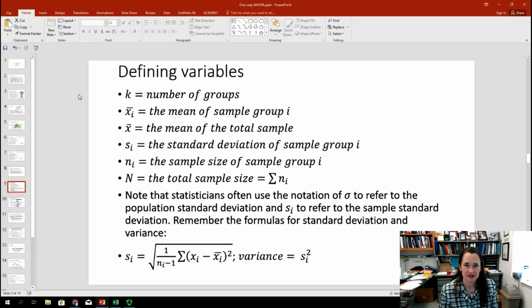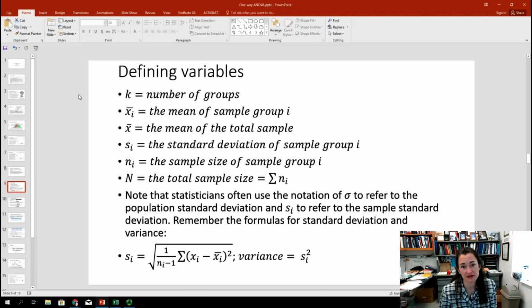Before we get into the rigors of calculating the F statistic, let's define all of the variables that we're going to be using in this equation. We're going to be calling the number of groups that we have that we're comparing K, okay? Remember that K has to be 3 or greater to do ANOVA. Otherwise, you should just do a t-test. We're going to call the mean of each sample group, however many you have, right? It's going to run from 1 to K. We're going to call that X sub I bar, okay? So that's the mean of sample group I.